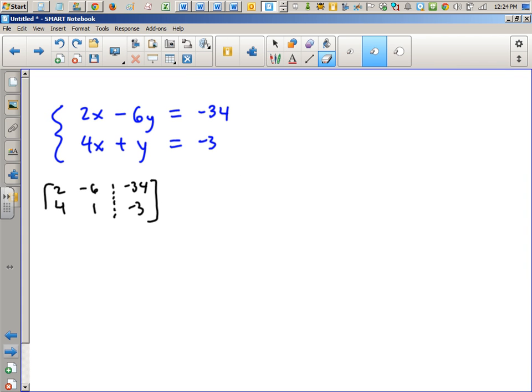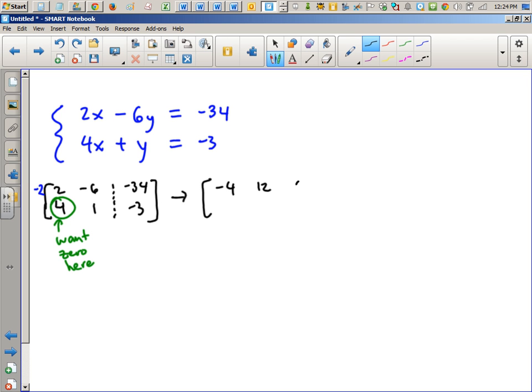A little less writing. What am I allowed to do? Well, I'm allowed to add rows. My goals are always the same. I always want to get a 0 here. I want a 0 here. How am I going to achieve that? Well, I could multiply my first row by -2. That'd be a good starting place. It's a good first step.